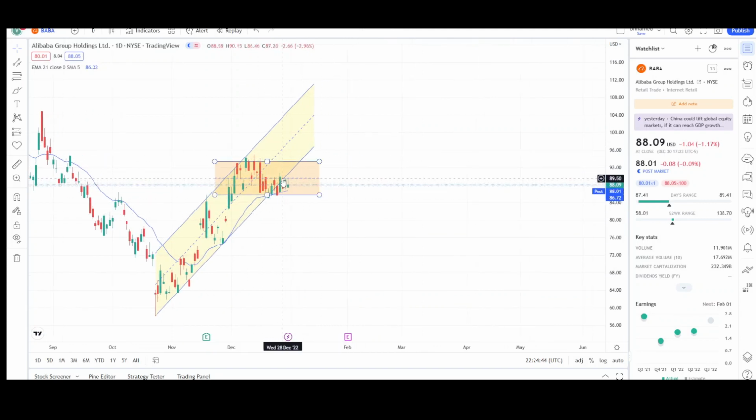So since we're in the lower half of the range, there's a good chance we break out towards the bottom side. I mean, we could still go up to the top side, but I believe the likelihood is stronger now that we break out to the bottom side. So that's what I'm going to be predicting.